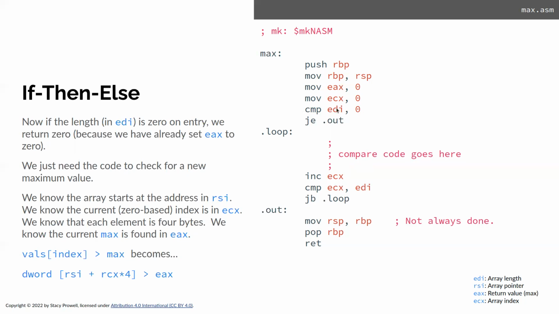Otherwise, if EDI is not 0, then we go ahead and do the loop. All right, so we've solved what might have been a messy problem by adding a little bit of logic around it.